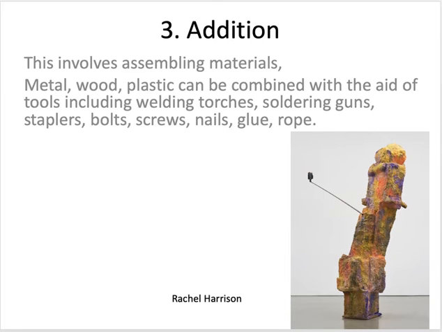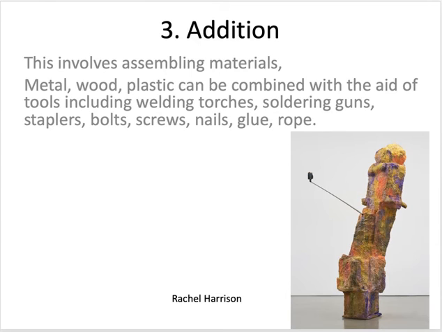Another form of making work that allows you to create sculptures would be addition. So we talked about subtraction, we talked about manipulation, and addition is essentially assembling these different materials together. It can be the same kind of material that you're adding together, so different metals together, or building different woods together. Essentially, we are talking about assemblage, right? So taking metals and woods and plastic, combining with the aid of different tools that could include welding torches or soldering guns, staplers, bolts, screws, nails, glue, rope, the list goes on, right?